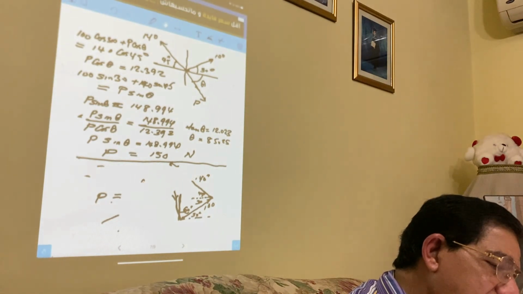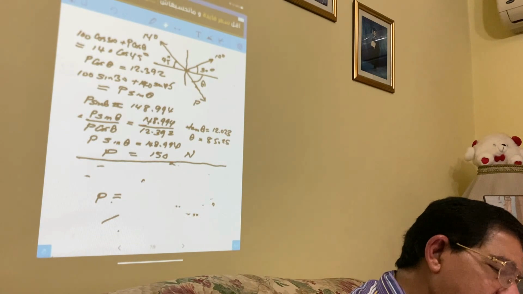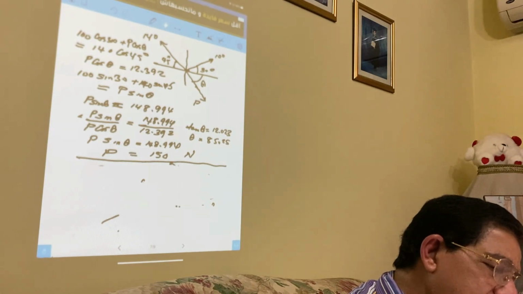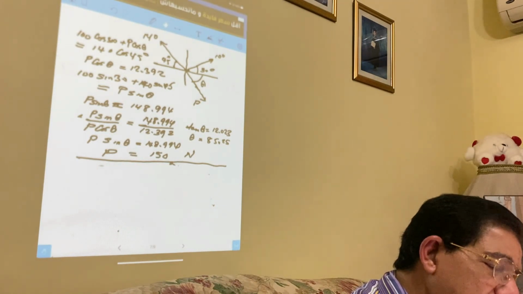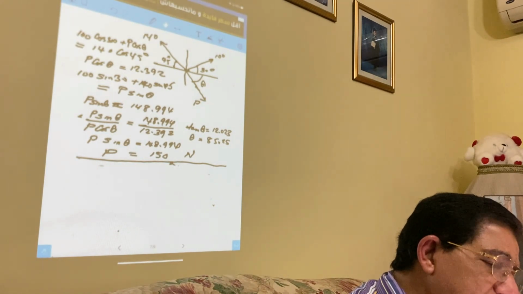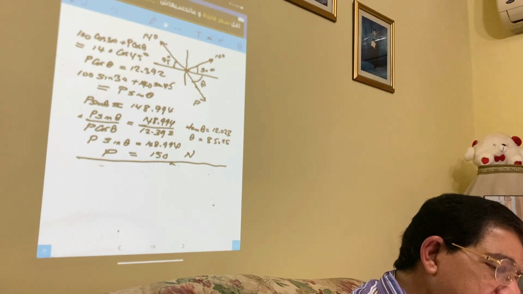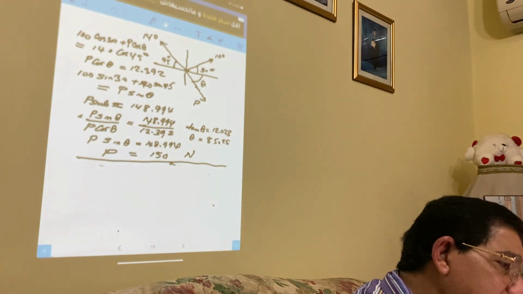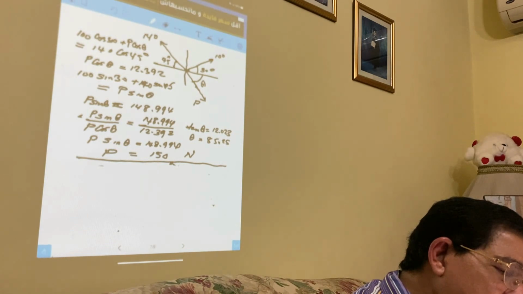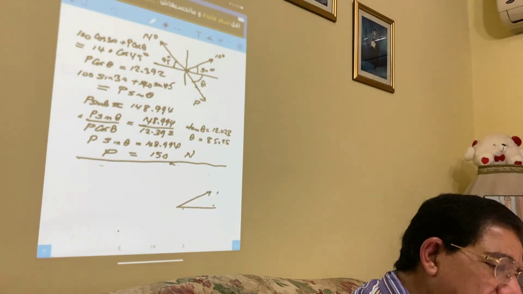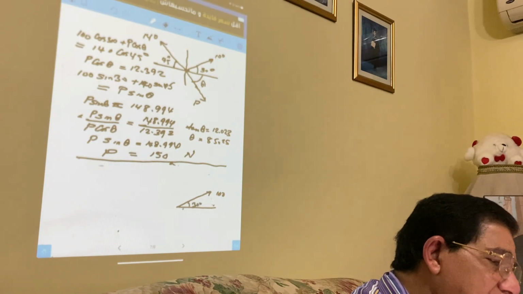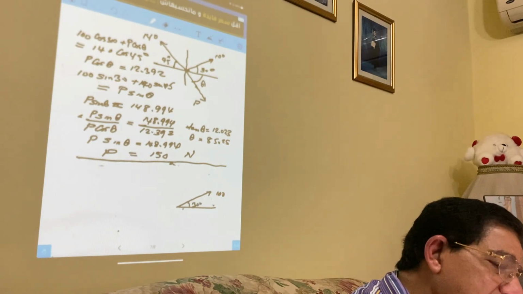So we make it clearly drawn. The problem is this. We have the following. The first force is 100 making 30 degrees. Fine. 100 making 30 degrees.